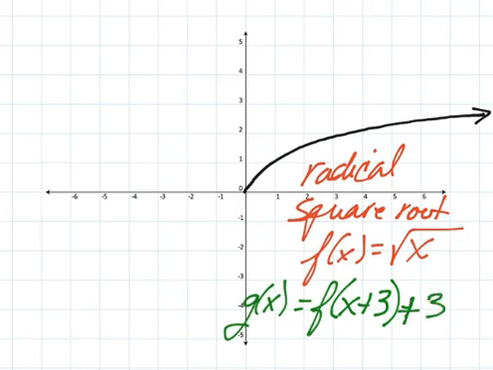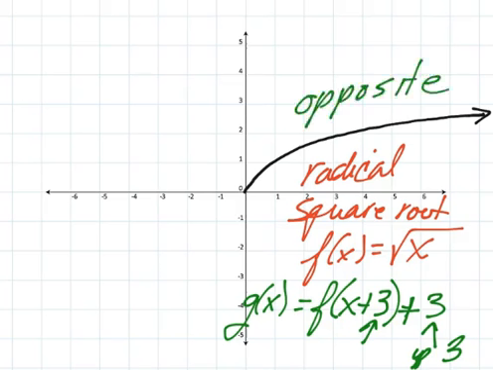Now, what is this? Anytime you have something tacked on, added on to the end of a function, that makes it go up or down, and this is going to be up 3. Anytime you have something inside the function, that's going to be left or right. And what do we have to remember? Opposite. It's the opposite. So that's 3 to the left.